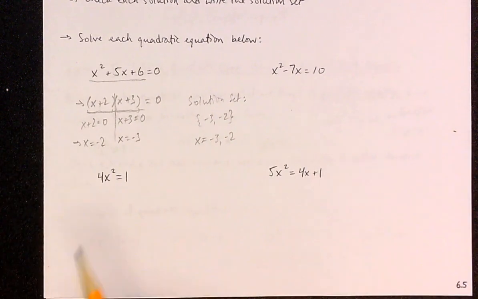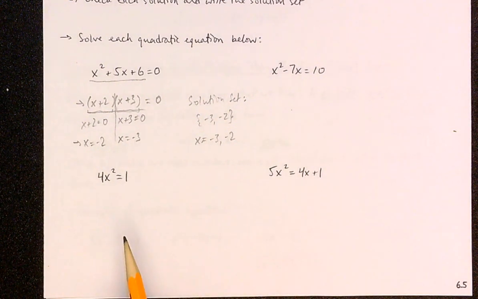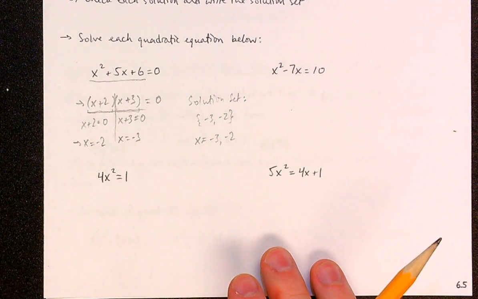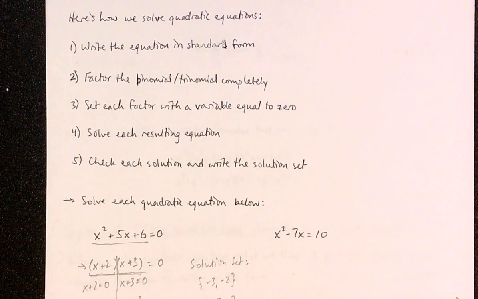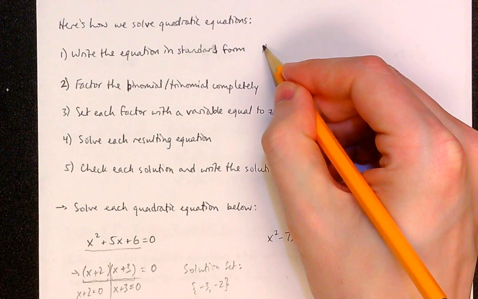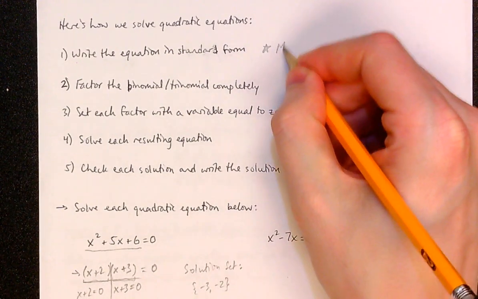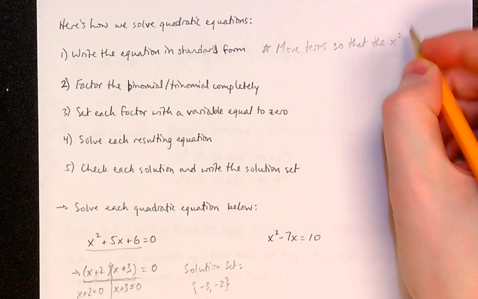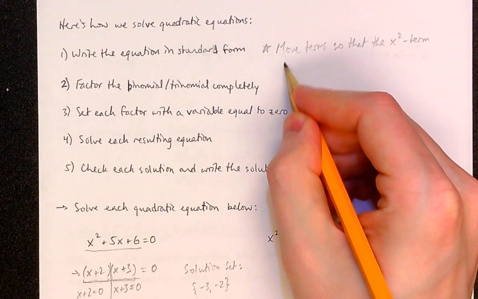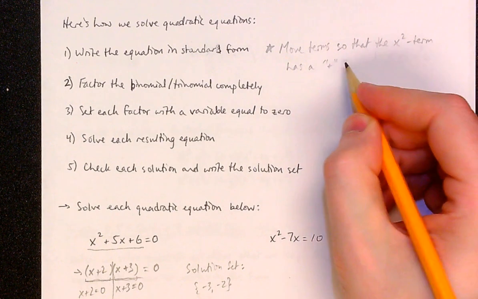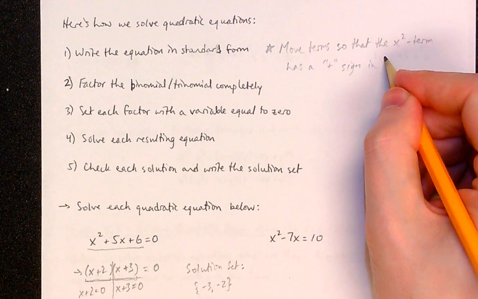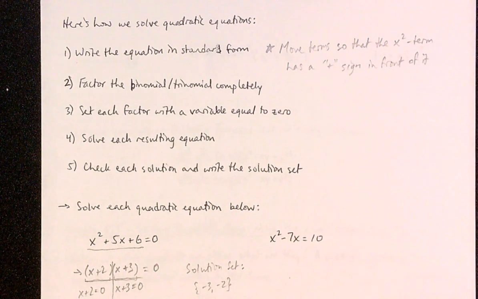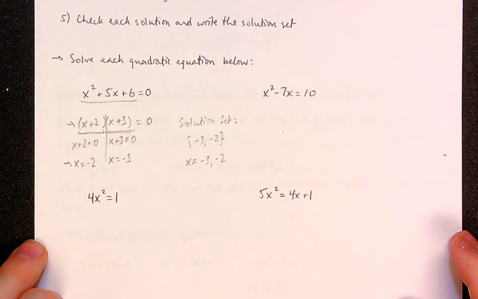So this is not already given to us in that nice standard form, so we need to put it in that standard form. And for the sake of having the nicest thing to work with possible, I'm going to add a note up here next to the first step here. If you have to move terms, move terms so that the x squared term is positive. There's no minus sign in front.